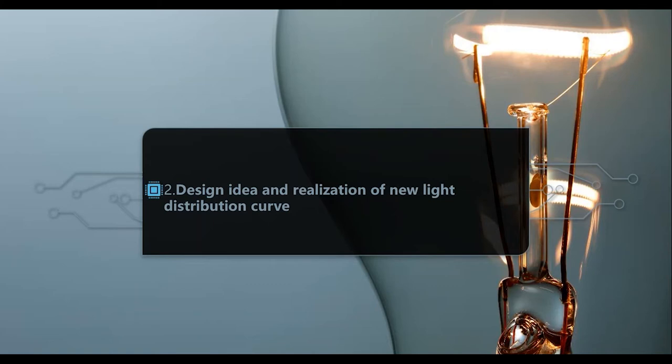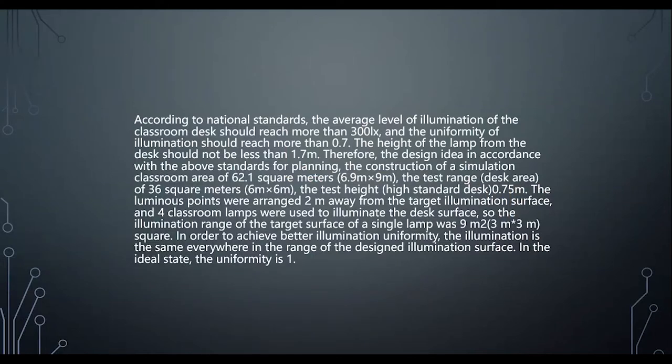This is the second part of my article, the design idea and realization of the new light distribution curve. According to the national standards, the average illumination of classroom light should be more than 300 lux, and the uniformity of illumination should be more than 0.7. The height of the light from the desk should not be less than 1.7 meters. Therefore, the design idea is planned in accordance with the above standards.